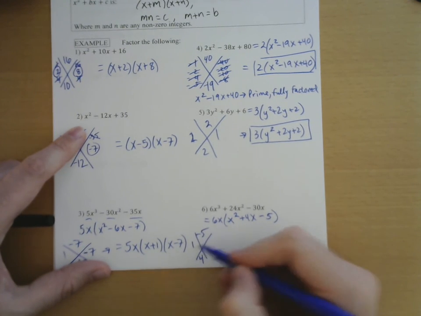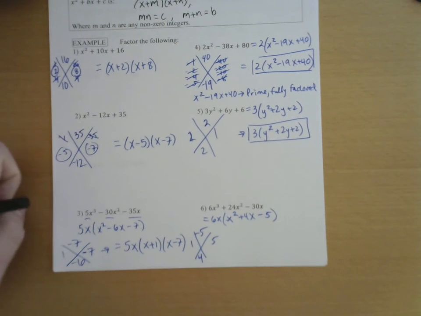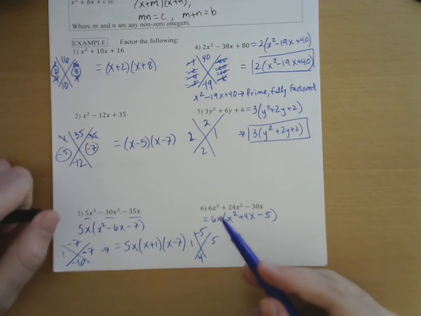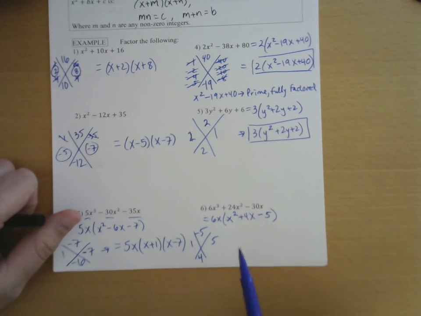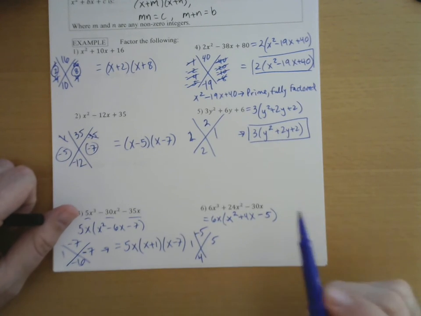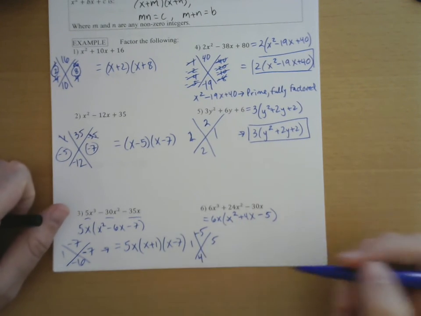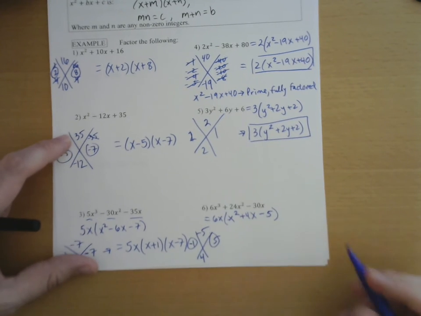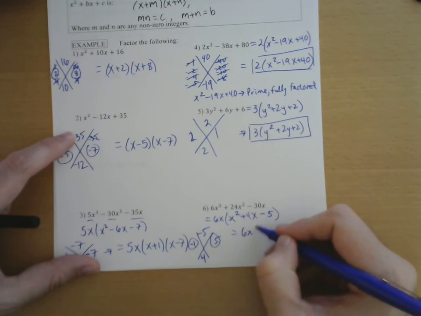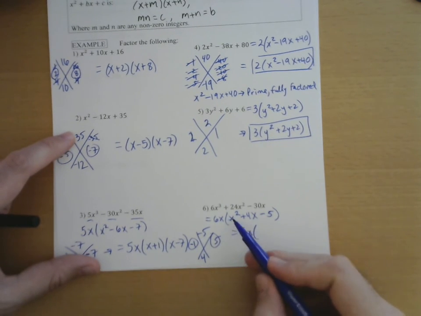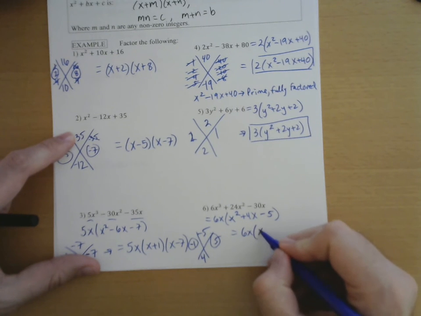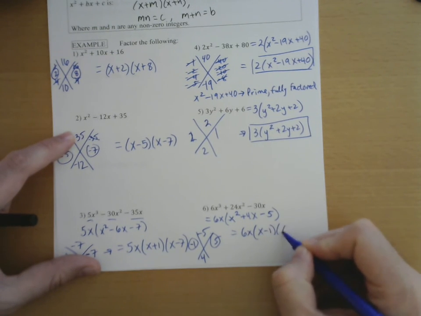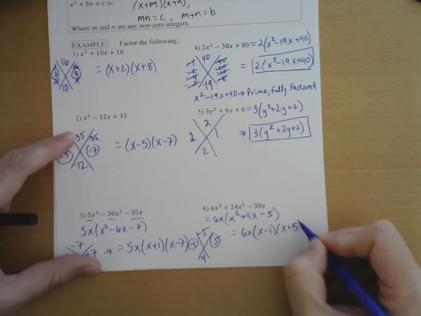Well, negative 5 only has so many factors. And since we're multiplying to a negative, only one number can be negative. And since we have to add up to a positive, that means that the small number needs to be negative. So we have our negative 1 and 5. So the 6x sticks around. X squared plus 4x minus 5 becomes x minus 1 times x plus 5.